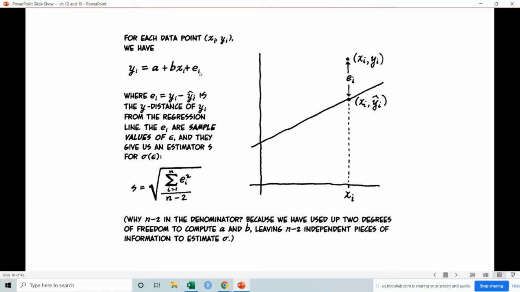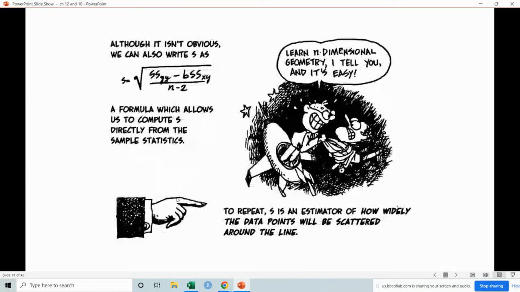So the e i are sample values of the error term, and they give us an estimator s of sigma, the standard deviation of the error term, which is given here. The standard deviation is the square root of the sum of the error term squared divided by n minus 2, where n is the sample size. So why n minus 2 in the denominator? Because we have used up 2 degrees of freedom to compute a and b, leaving n minus 2. Because we're estimating a and b, that's where the 2 comes from.